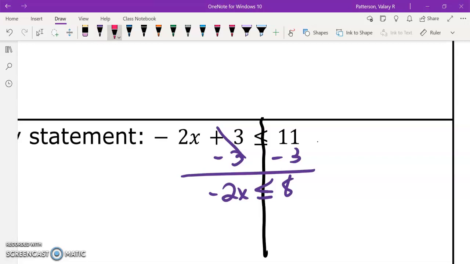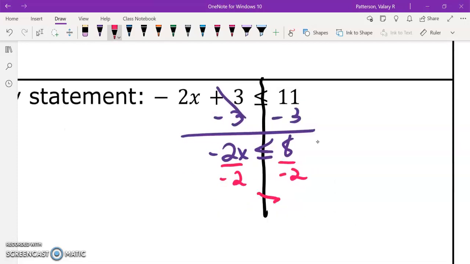The last step here is to divide both sides by whatever's in front of the x. Now, it's a negative number, so that means we have to flip our inequality. So x is 8 divided by negative 2, negative 4.